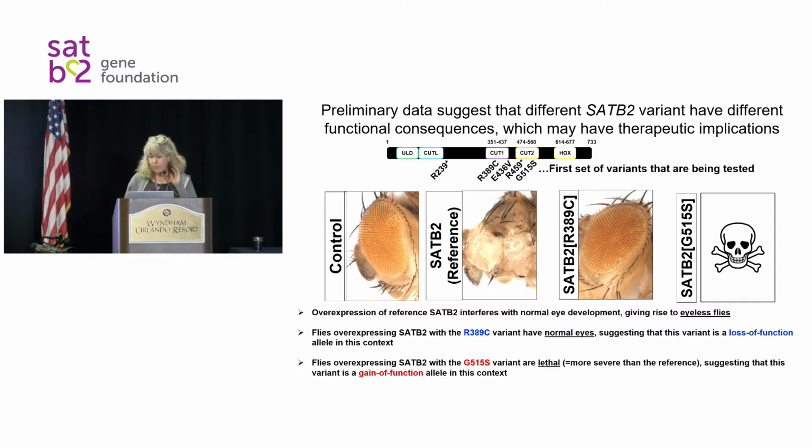Another thing I will note is that these mutations in this case are different, but also this experiment done in a different cell type might have a different result. There's one mutation that, in overexpression in one tissue, has a loss of function, and in another tissue a gain of function. Again, that tells us that what SATB2 is doing is cell type specific, and so we need to think about that when we think about therapies.